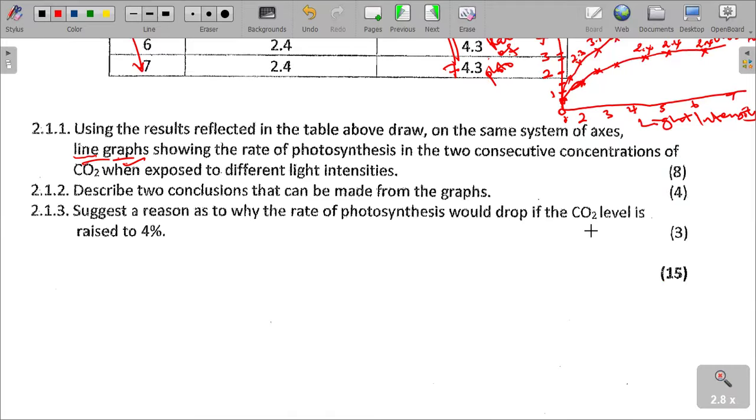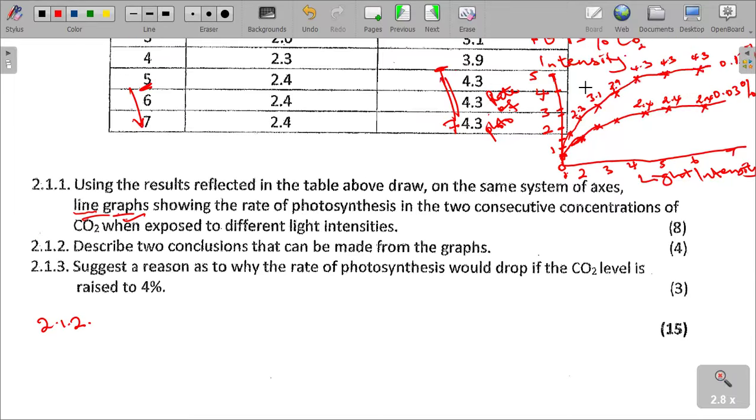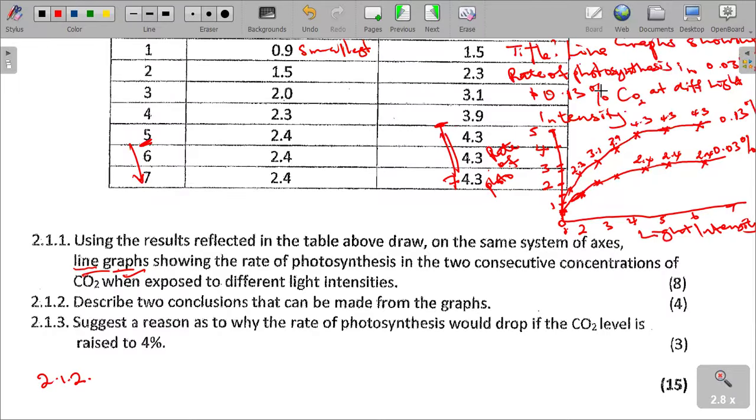So the second question is saying, describe two conclusions that can be made from the graphs. What conclusions can be made from the graphs here? We can say, 2.1.2, two conclusions that can be drawn there. The rate of photosynthesis is higher at carbon dioxide concentration of 0.13%, as you can see. I'm sure that you can see the graph that is on top there. The rate of photosynthesis is higher on the graph that is 0.13%.